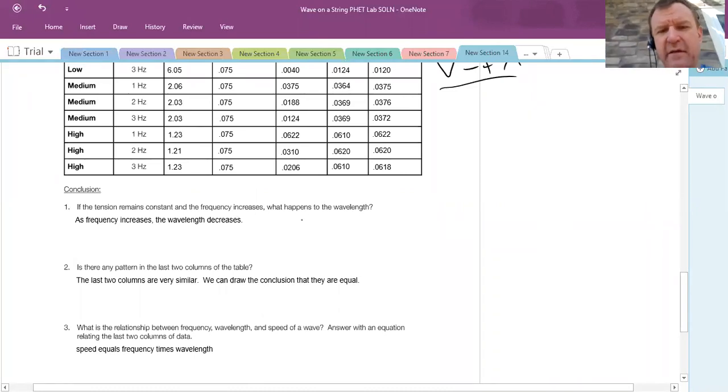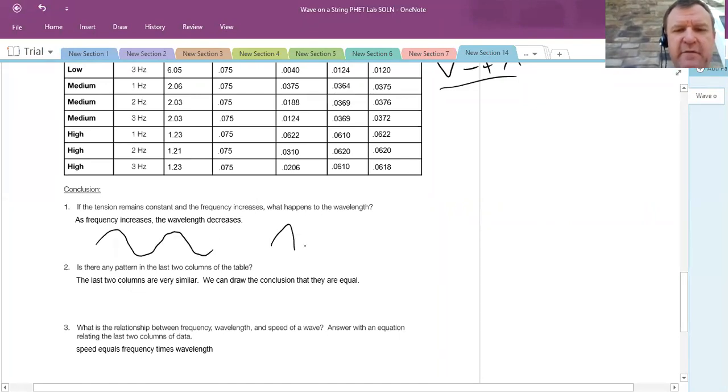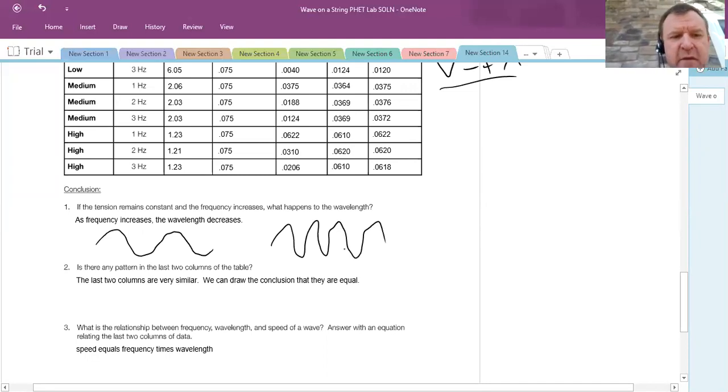The questions down below: if tension remains constant and frequency increases, what happens to wavelength? Well, it's a visual. If you increase the frequency, you're going to have a shorter wavelength. Let's say you have a wave like this. That's a certain frequency. If we increase the frequency, it's going to be something like that. So you have a shorter wavelength on that. Next question, the last two columns, I just talked about that. They should be the same. Speed is frequency times wavelength.